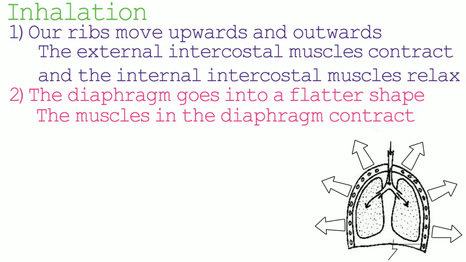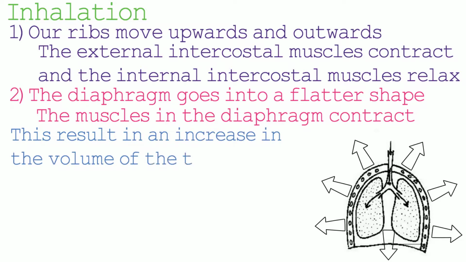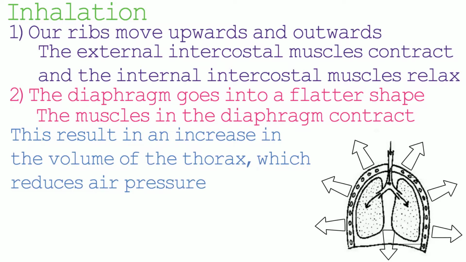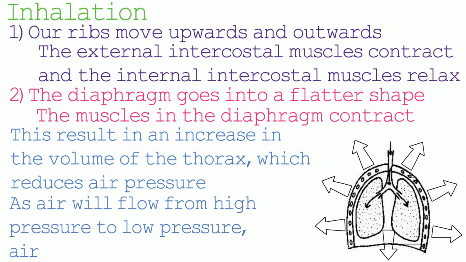The second movement that brings about inhalation is that the muscles in the diaphragm contract, and this causes the diaphragm to become a flatter shape. Both of these outcomes result in an increase in the volume of the thorax. The increase in the volume of the thorax causes the air pressure inside the thorax to fall to a lower level compared to the outside. As air will flow from a high pressure to a low pressure, this results in air entering the lungs.